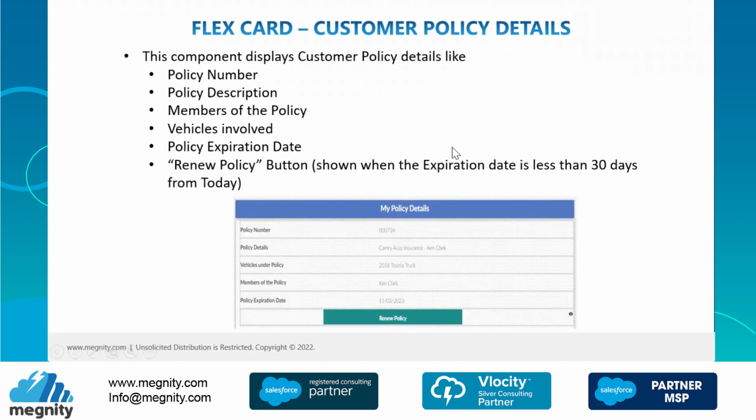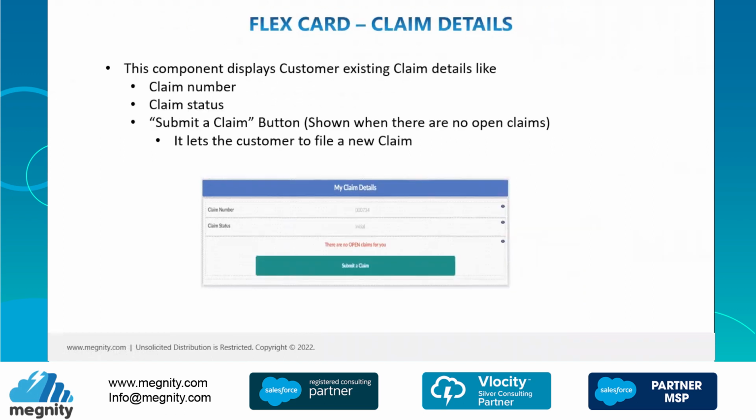The second FlexCard that we designed for the claimant portal is the insurance policy details. We display the policy number, policy description, who the active members of the policy are, what vehicles are involved, and the policy expiration date. We have also provided an option to renew the policy: where the expiration date is less than today's date, we show a button called Renew Policy for him to renew the existing insurance policy.